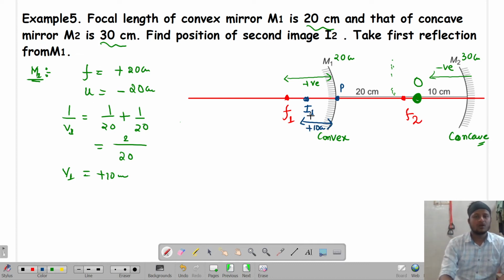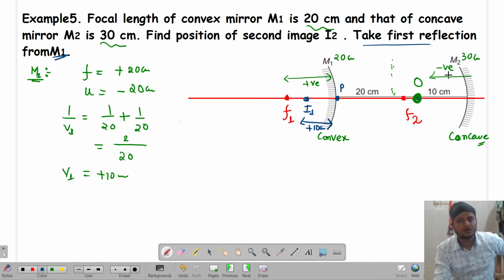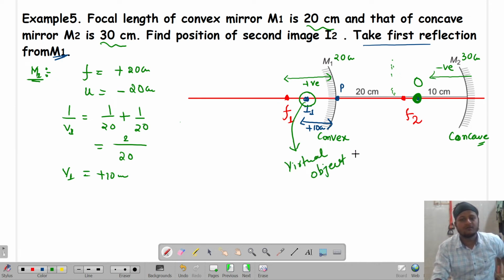Now, is this object going to work as the object for M2? The answer is no. It is saying that the first reflection is from M1, so this object is working as the object for M1, it is not going to work for M2. What is going to work for M2 is this image I1. This image I1 will work as a virtual object for mirror M2. Got it or not?